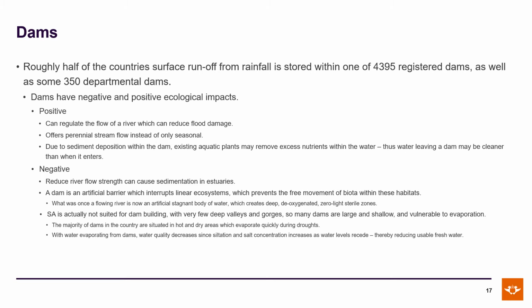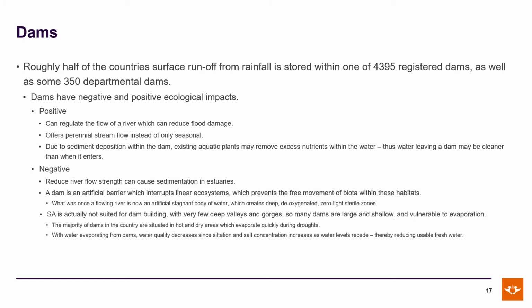Furthermore, a dam acts as an artificial barrier which interrupts linear ecosystems, which then prevents the free movement of biota within these habitats. So for instance, fish can't migrate to their spawning grounds, because there is now suddenly a wall that has been built. So what was once a flowing river is now an artificial and stagnant body of water, which creates deep, deoxygenated, zero light, sterile zones, which you can see particularly in hot spots.